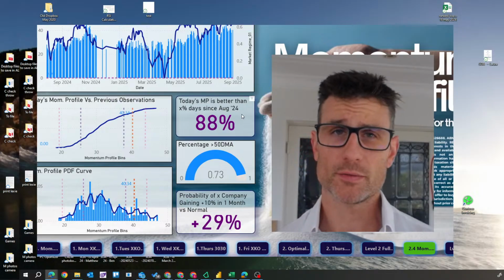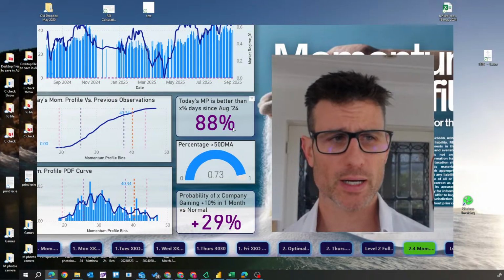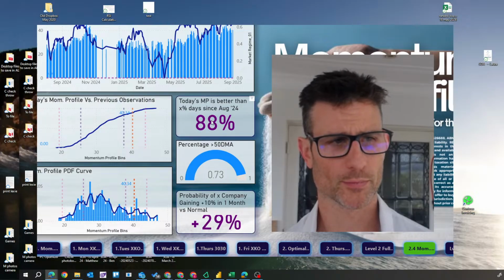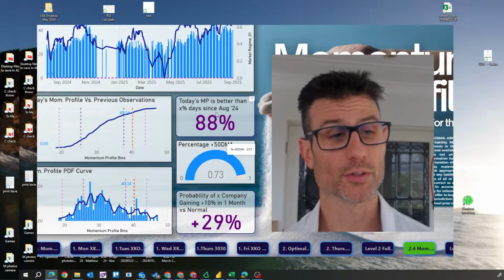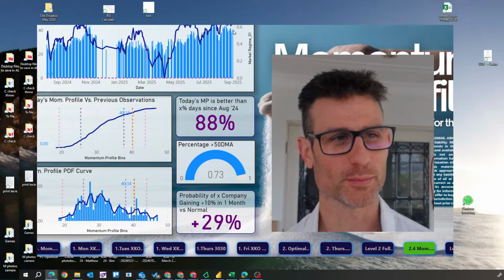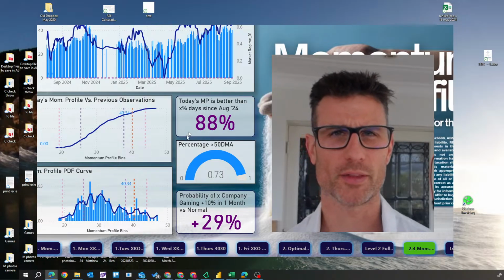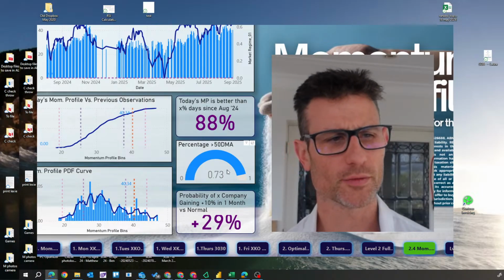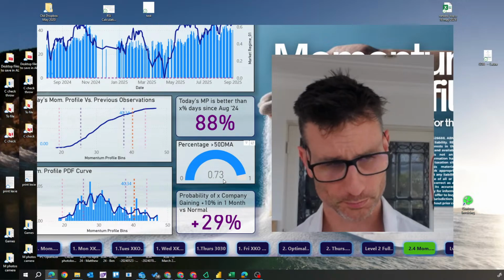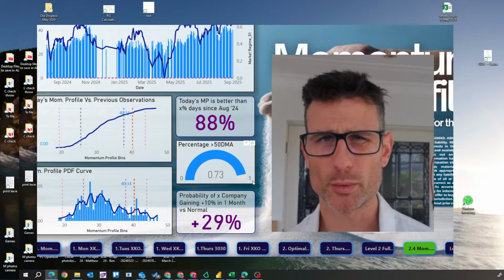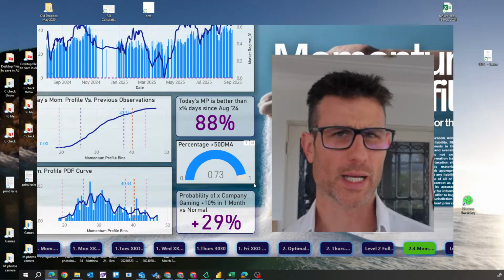So what percentage of those tradable companies are above the 50-day moving average? Sorry, the momentum profile is these bars here. It's better than 88% of the days that we've seen. What percentage of companies are over the 50-day moving average? 73%. That is super, super high for when we look back in the last 12 months.